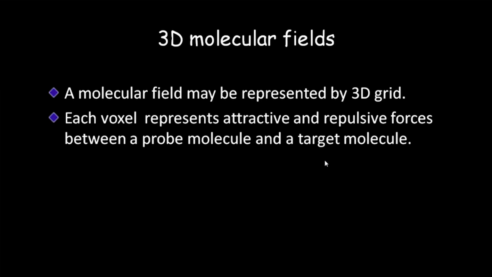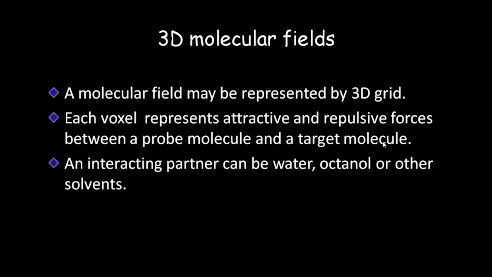So the molecular field may be represented by a 3D grid. You create a big rectangular box and then divide it into small grids. Each voxel represents attractive and repulsive forces between the probe molecule and the target molecule. So if you have the target molecule placed and a probe molecule placed at each of these grid points, you look at the attractive and repulsive forces based on steric interaction and electrostatic interaction. So you calculate that.